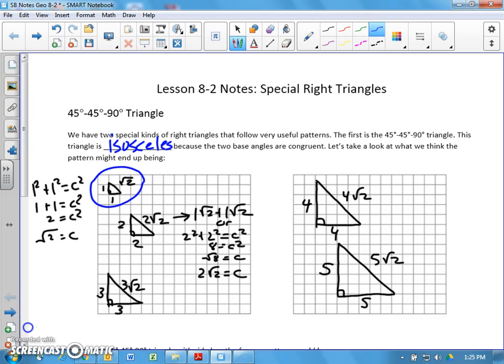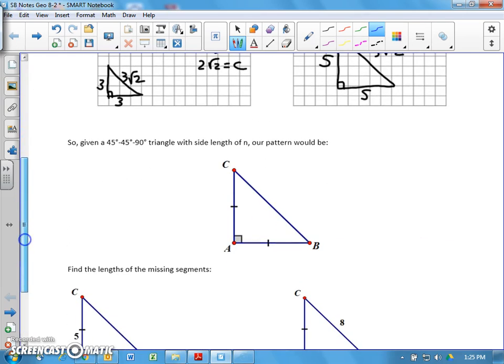In class last time we did an exploration with this, and we found that for our basic triangle with side length of 1, if we use the Pythagorean theorem, we find out the hypotenuse has to be square root of 2. So when my side lengths are 2, we can either count 1 square root of 2, 2 square roots of 2, or we can use the Pythagorean theorem and find it that way. A pattern starts to emerge. We've got 3, 3, 3 square root of 2, 4, 4, 4 square root of 2, and so on. Well, we can extend this to a general pattern.